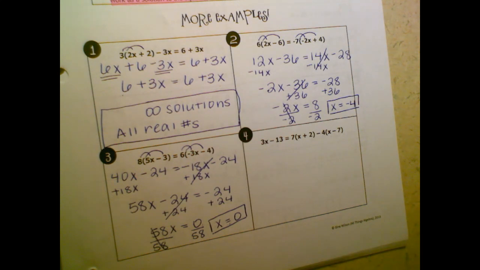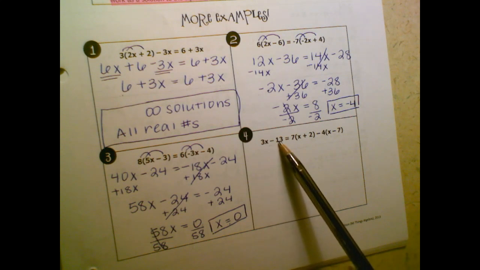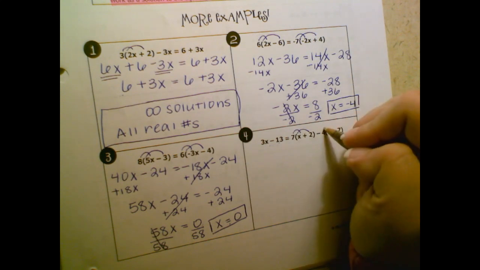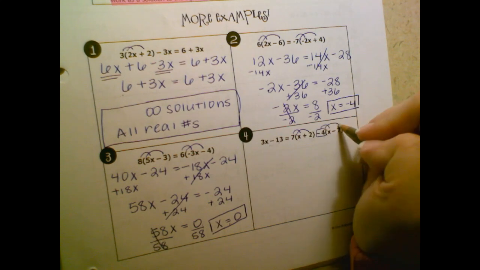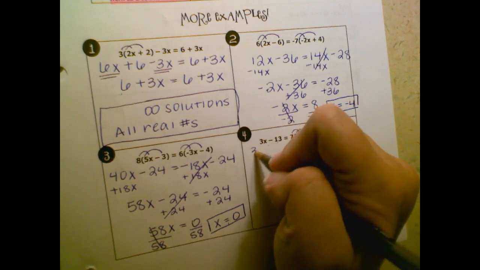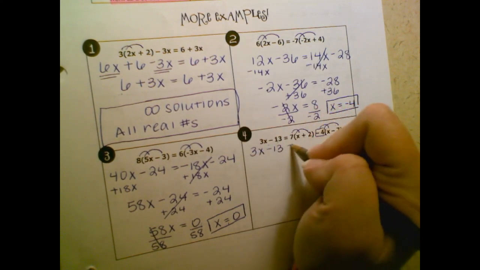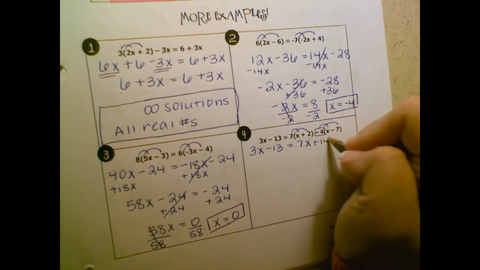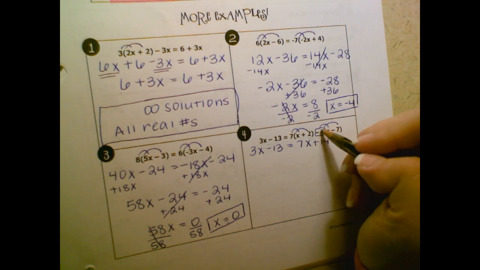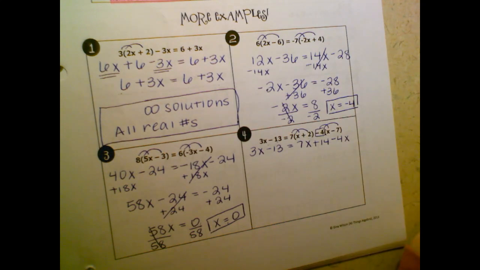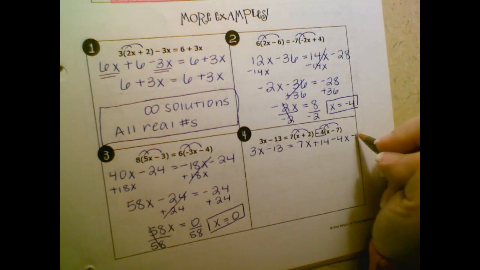Let's try number 4. I cannot combine anything here, so I need to distribute. I'm distributing the 7 into my parentheses. Then I'm going to distribute the negative 4 into my second set of parentheses. Right now I'm just going to rewrite everything on the left-hand side. 7 times x gives me 7x. 7 times 2 gives me 14. Then looking at my second set of parentheses, I'm distributing the negative 4 in, negative 4x. Negative 4 times negative 7 gives me positive 28.